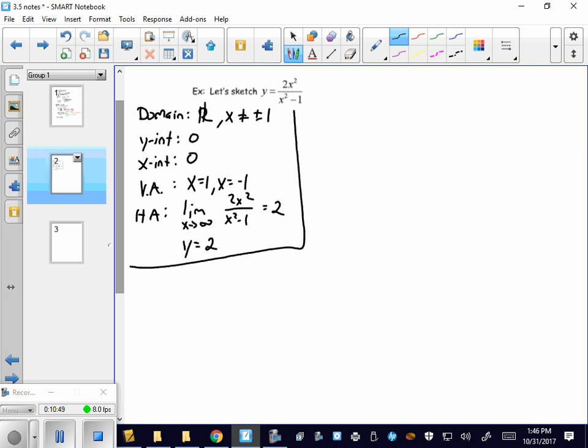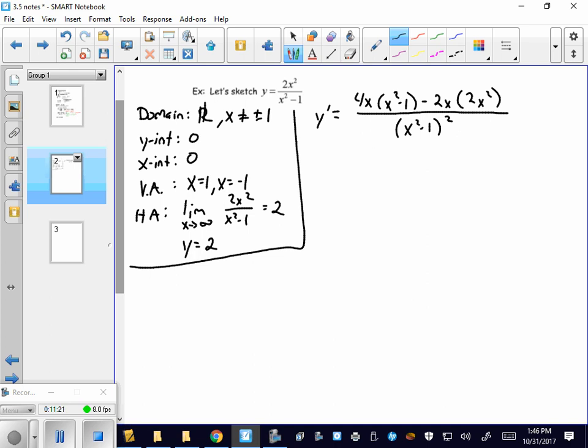All right, in order to do this, y prime, we're going to need that for intervals of increasing, decreasing, and max min. Quotient rule: derivative of the top times the bottom minus derivative of the bottom times the top, all over the denominator squared. Okay, and we need to figure out where that's either 0 or undefined. Those are the places that we're going to have critical values.